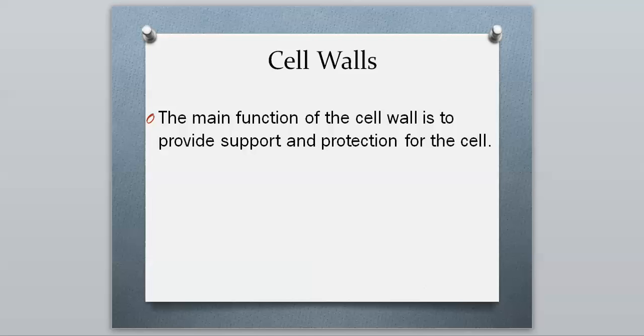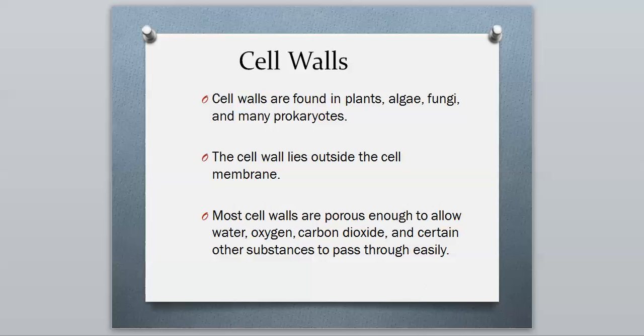When we look at plant cells, they almost have a squared off appearance because they're so defined by that cell wall. And cell walls are found in plants, algae, fungi, and many prokaryotes, so those would be bacteria and things like that. The cell wall lies outside the cell membrane. Most of you that made a plant cell in class saw that the cell wall went around the outside of the cell membrane.